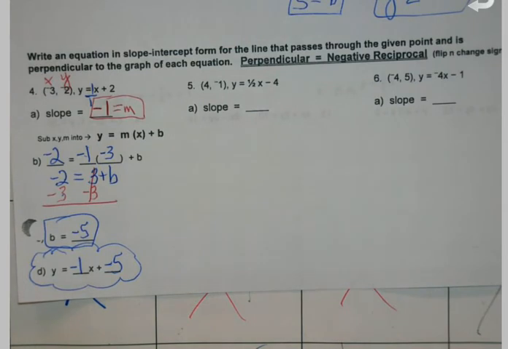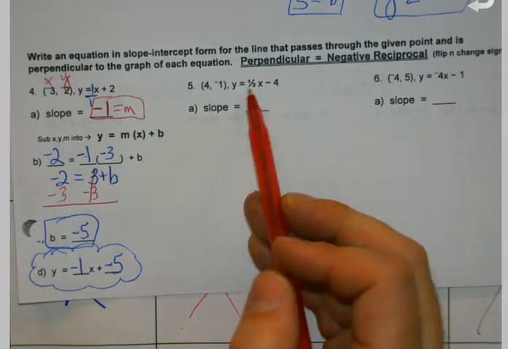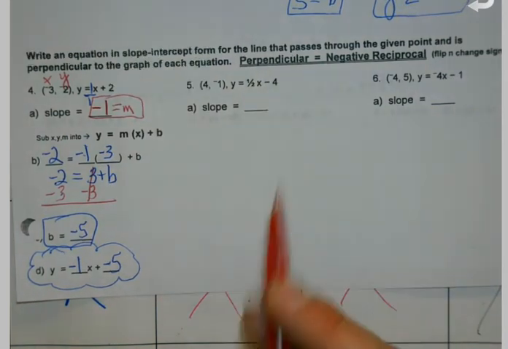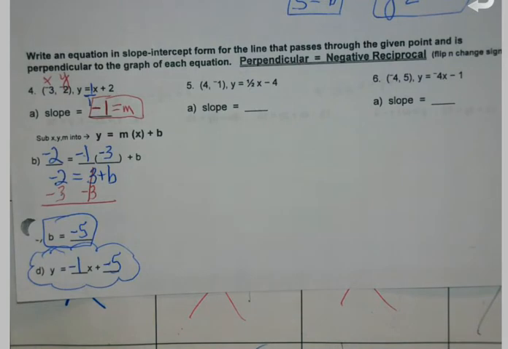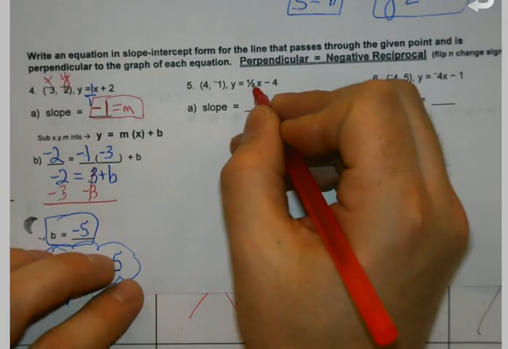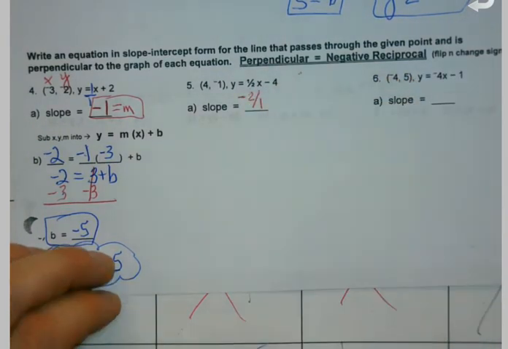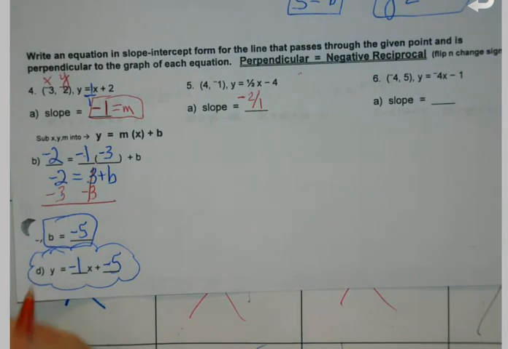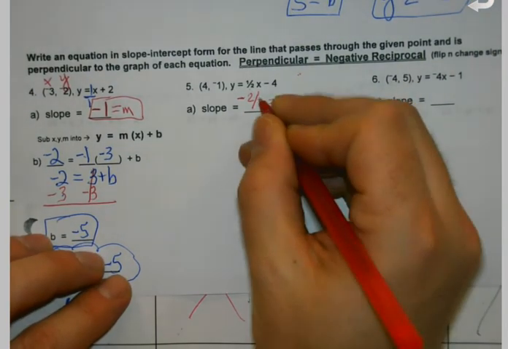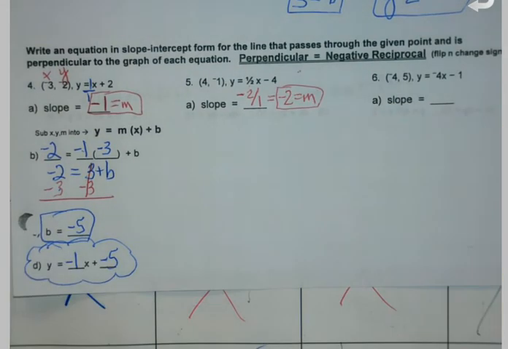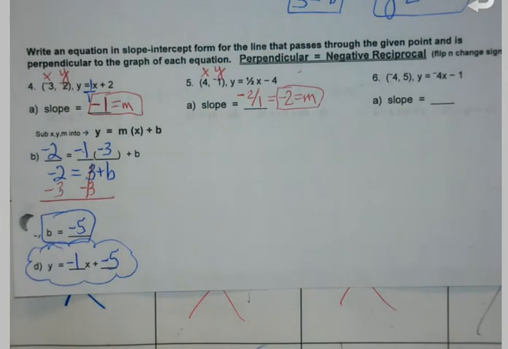So now this next one, same idea. My slope originally is 1/2. I got to change the sign and flip it. So when you flip 1/2, it becomes 2/1. But then I also have to change the sign, and it's going to become negative. So for our case, -2/1, we'll just use -2. If it's not a fraction, that's okay. We'll just flip it over and do it that way. So I've got my m, I've got my x and my y, and I'm ready to roll.